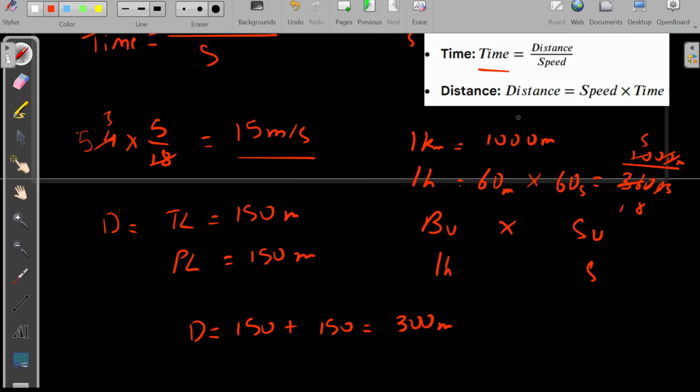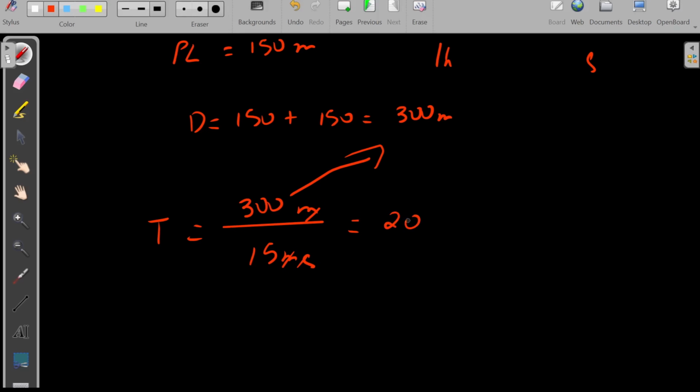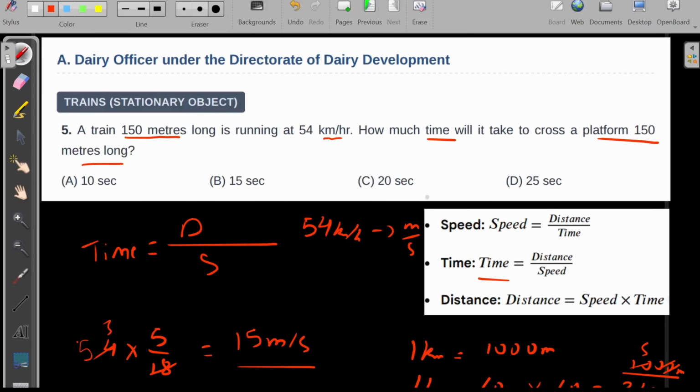Now we can use this formula, time equals distance over speed. Time equals, our distance is 300 meter, and our speed is 15 meter per second. Meter would be cancelled, and 15 times 20 would be 300, so that is 20 seconds. So it takes 20 seconds for the train to pass the platform that is 150 meter long, on top of the length of the train itself. So our option C is the correct answer, which is 20 seconds.